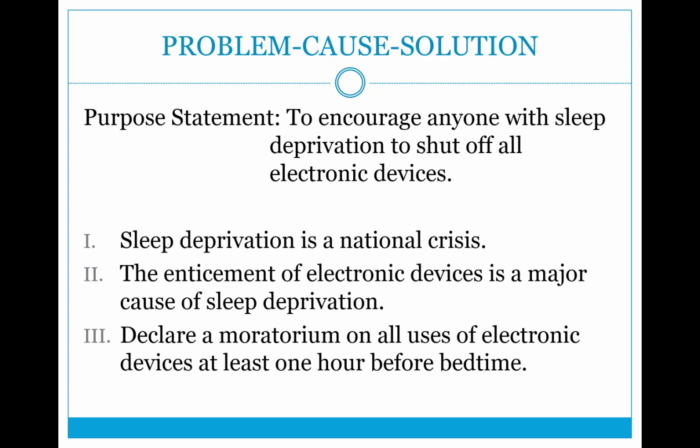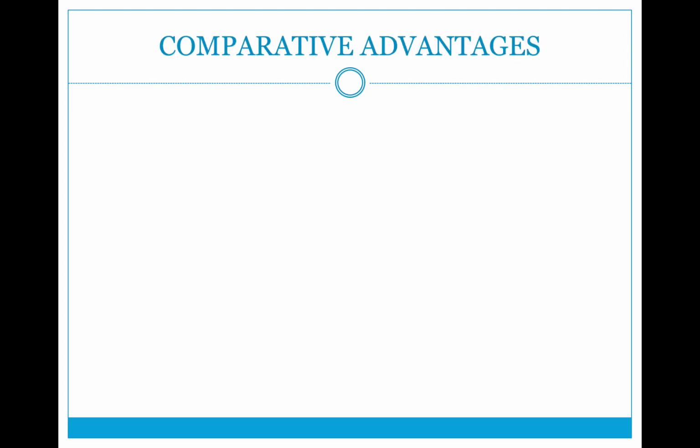This one I tend to like better than just problem solution, because oftentimes, if we understand why something is happening rather than what is happening, it's easier for us to be persuaded that we need to figure out how to solve for it. The next one is comparative advantages. So comparative advantages is exactly what it sounds like.